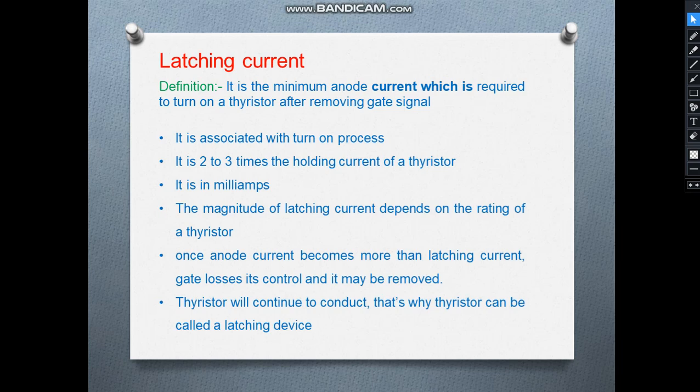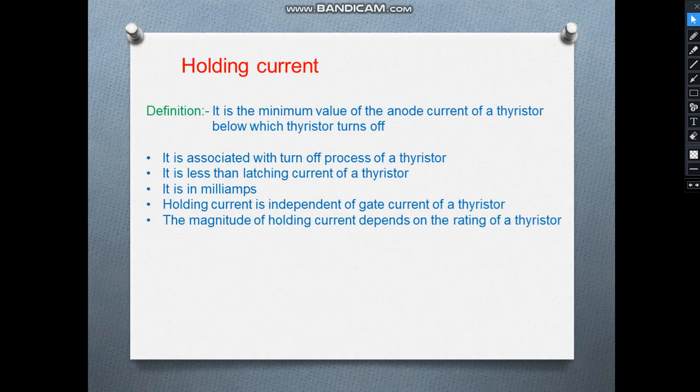Once the anode current becomes more than the latching current, then no more gate pulse is required to keep the thyristor in conduction. That means the gate loses its control. The thyristor will continue to conduct irrespective of the gate current. So that's why a thyristor can be called a latching device.